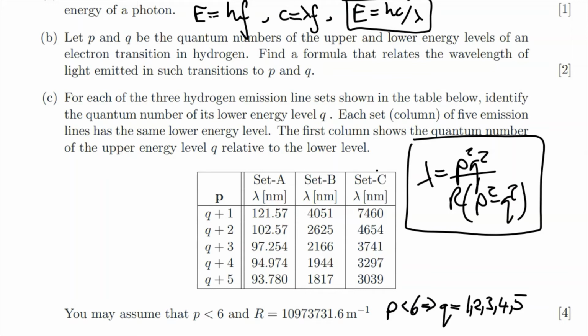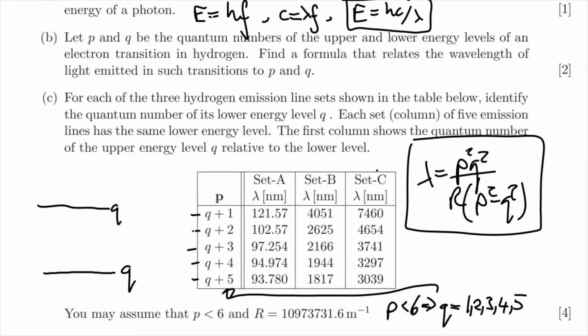Okay, because of these P's here. So then, if we draw a diagram again, we have the lower energy level Q and these upper energy levels P, where P is Q plus 1, Q plus 2, Q plus 3, Q plus 4, and Q plus 5. So that's 5, 4, 3, 2, 1. And these transition wavelengths relate to these sort of transitions here.